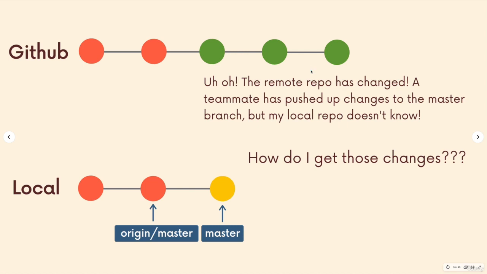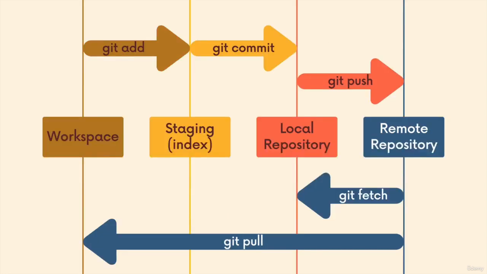So how do I get those changes? This is where the 2 commands we're going to discuss, fetching and pulling, or git fetch, git pull, come into play. So here's a diagram that I've put together. It's based on some really common diagrams that you'll see where we have different locations. They're not really physical locations, but we've got our working directory, our workspace. We've got the staging area. We've got our actual local Git repository.